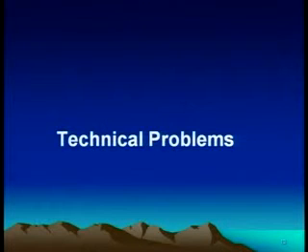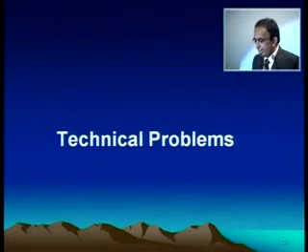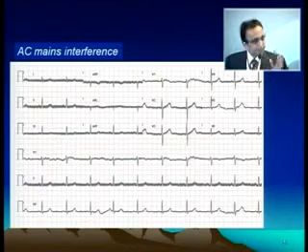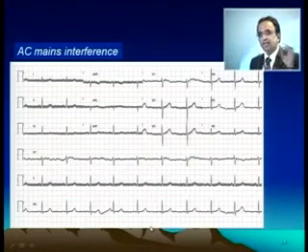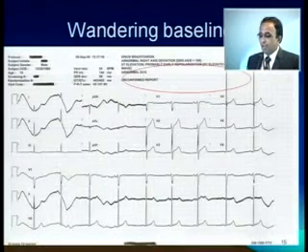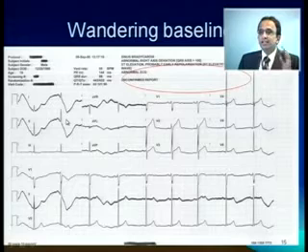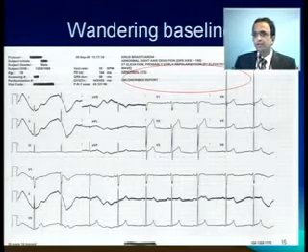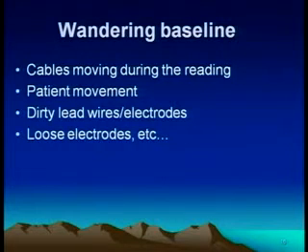Now, let's come to the technical problems, where the person behind the ECG machine, the person who is taking the ECG, is very important. AC mains interference, which I already mentioned: most of the leads show those small spikes. Wandering baseline. Now, if you see how the baseline is moving over here, this is wandering baseline. Again, it is an artifact. You are not talking of any arrhythmias or anything. Wandering baseline is nothing but the cables moving during the recording.